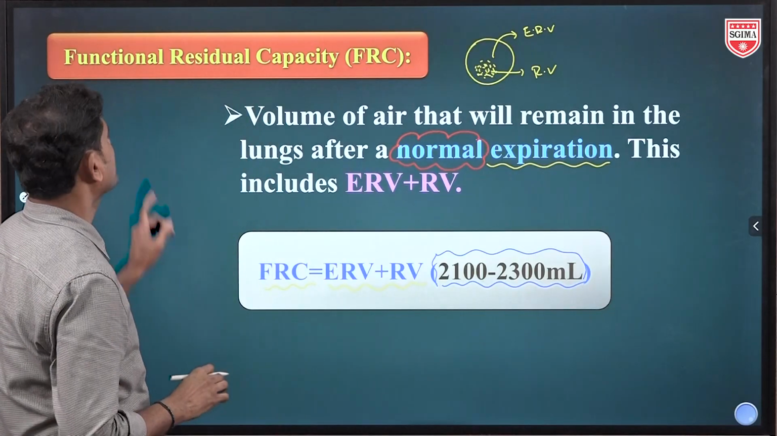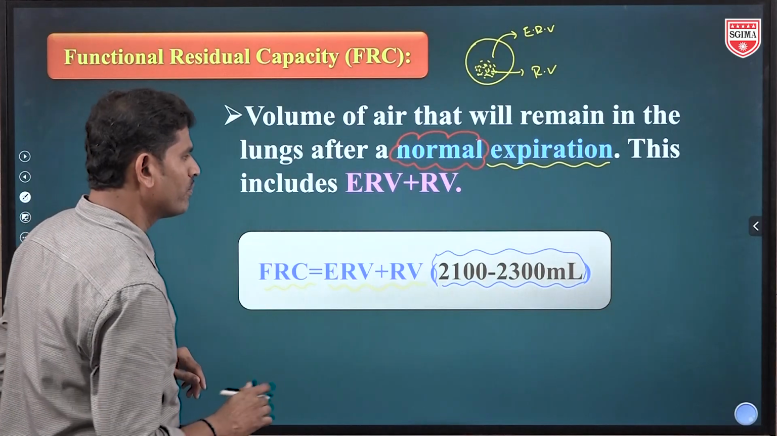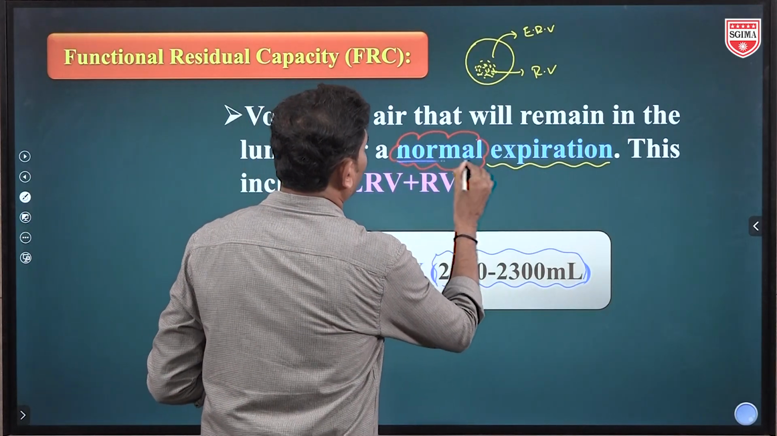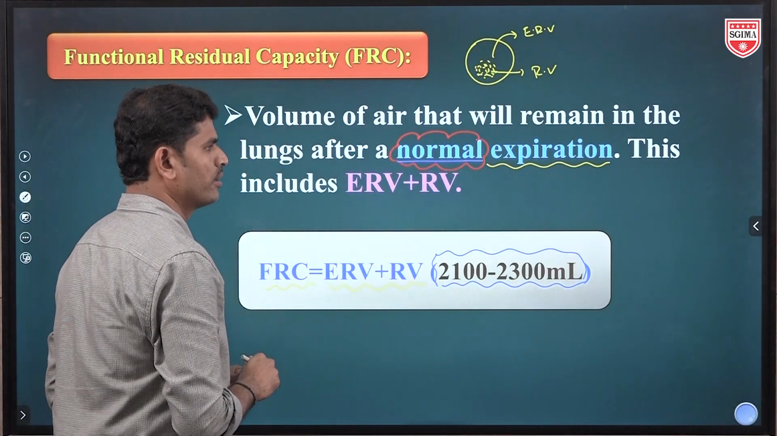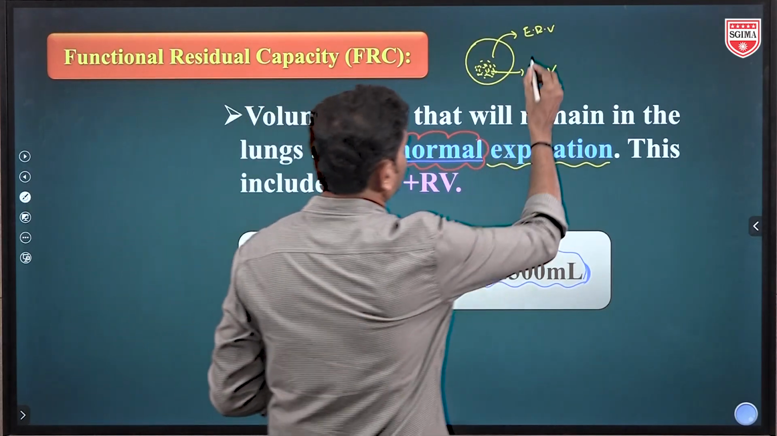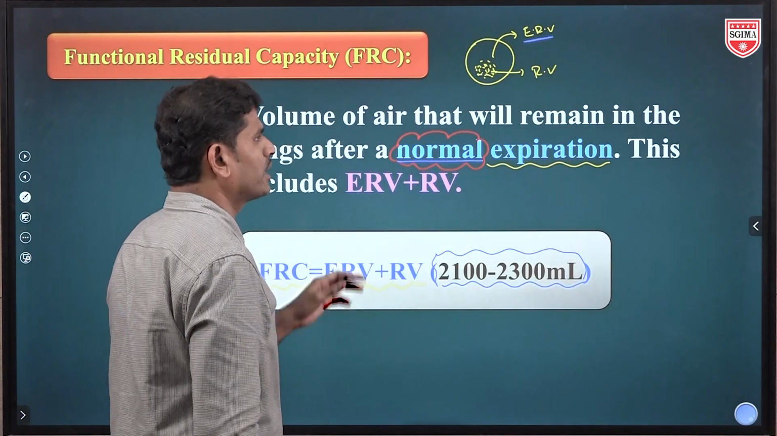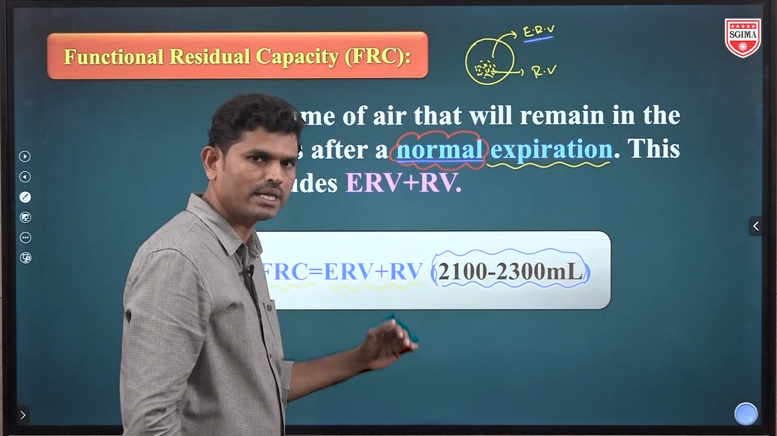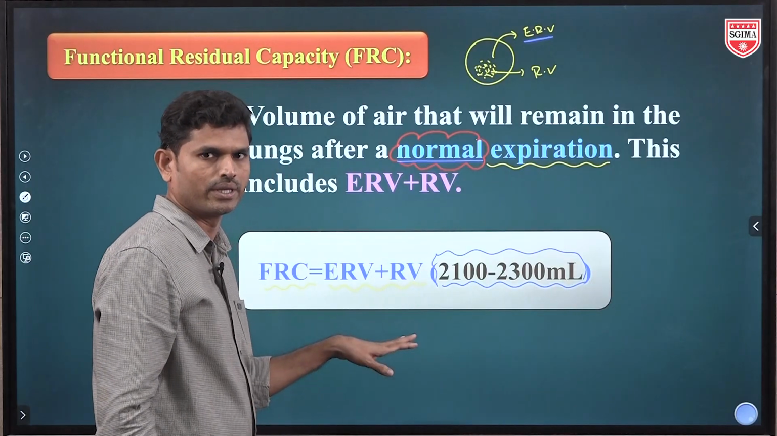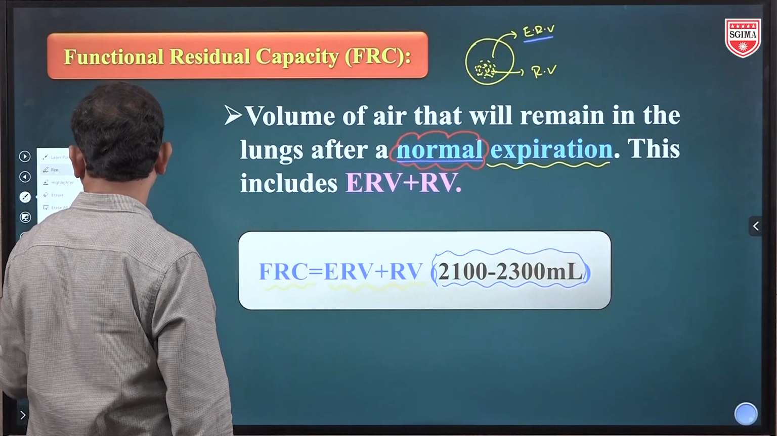Okay, so this is the functional residual capacity. Be careful here. This is a normal expiration but not a forceful expiration. So here we have to consider that the ERV we wrote is ERV that could be a forceful process, but here we have to consider it as a normal process only. Okay. Next we can see the other slide.